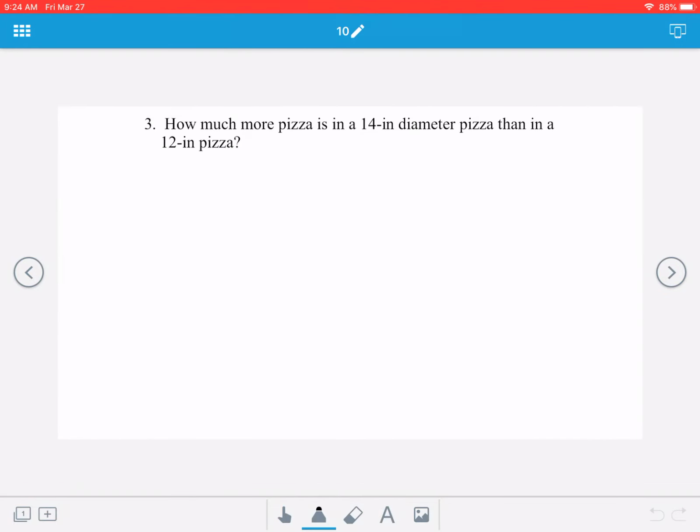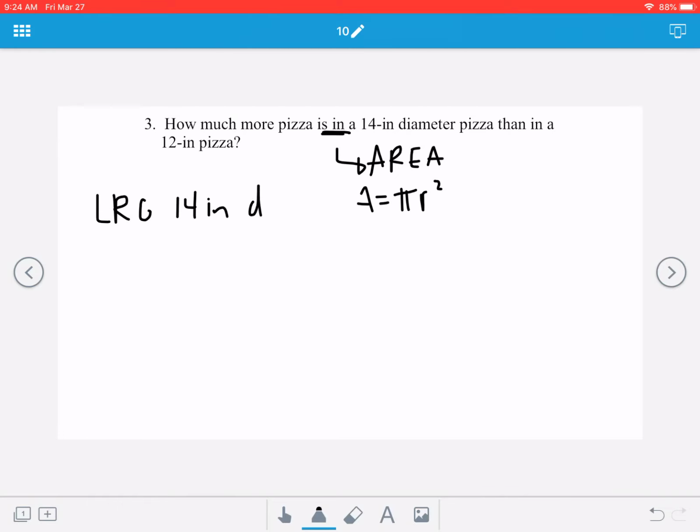Number 3, how much more pizza is in a 14-inch diameter pizza than in a 12-inch? How much more pizza is in? When it says in, we're thinking area. So for the large, the 14-inch diameter, to find area of a circle, it's pi times radius squared. If our diameter is 14, then the radius would be 7 inches. So then we're going to take area equals pi times 7 squared. So that would be 49 pi inches squared.